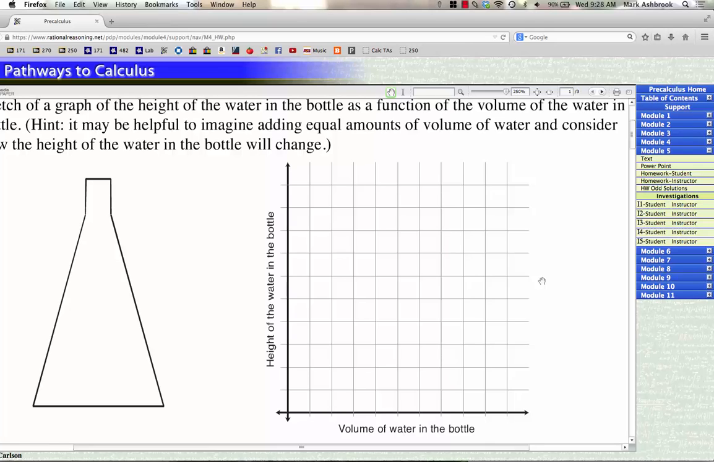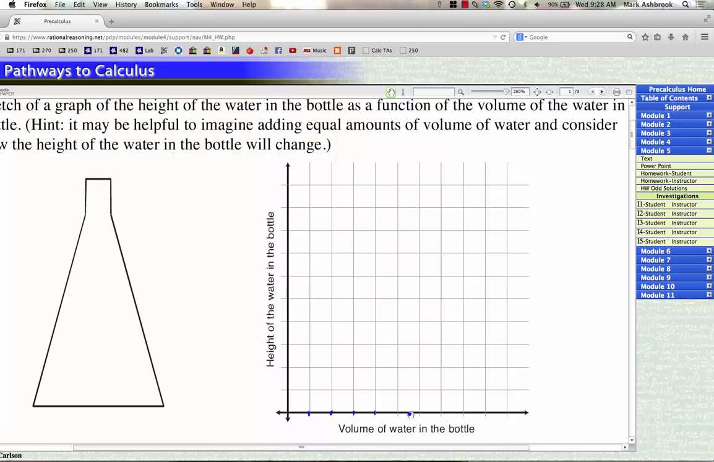We consider, what did we say? Small equal increases in what? Okay, which would be in this case volume, okay? So we're going to look at small, like maybe we think of an ounce or a milliliter at a time. And we're going to add to this bottle. So we can say that these grid lines are our small equal increments.